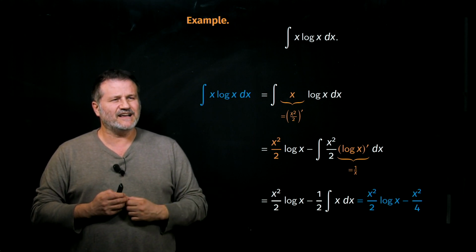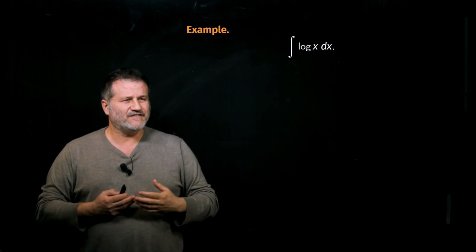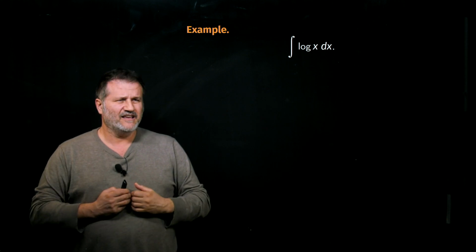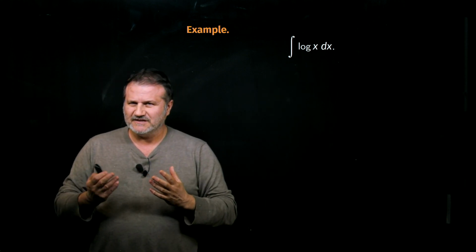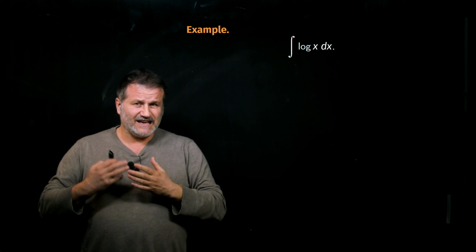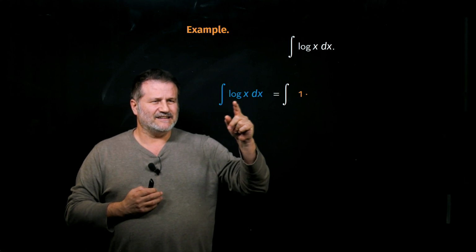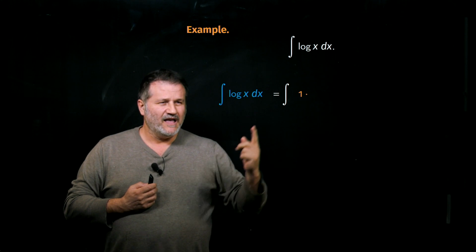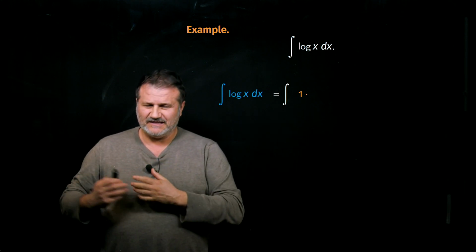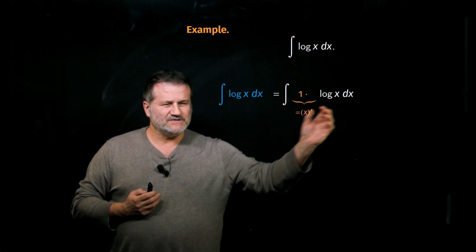By using this idea, we can compute, for example, the primitive of log of x, which is an elementary function for which we have not yet seen a formula for the primitive. Actually, here we don't see a product. So how can we use the calculus by parts rule? Well, we can always think that log of x can be seen as 1 times log of x. And that one is a derivative. It is the derivative of x. So we have derivative of x times log of x.